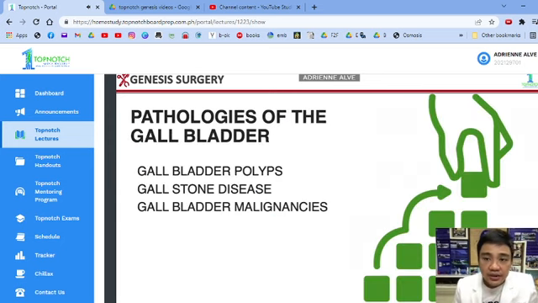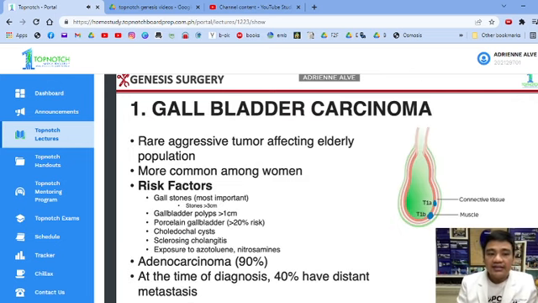So, more associated pathologies of the gallbladder. Okay, gallbladder polyps, we discussed those earlier. Gallstone disease, we're also done with that. And the last would be gallbladder malignancies. Gallbladder carcinoma is relatively rare, usually affects the elderly population, and is more common among women. The risk factors, for example, are large stone disease, which we mentioned earlier, more than 3 centimeters, polyps greater than 1 centimeter, porcelain gallbladder. Okay, and exposure to chemicals like azotoluene and nitrosamines. And the common histopathology of gallbladder carcinoma is adenocarcinoma.